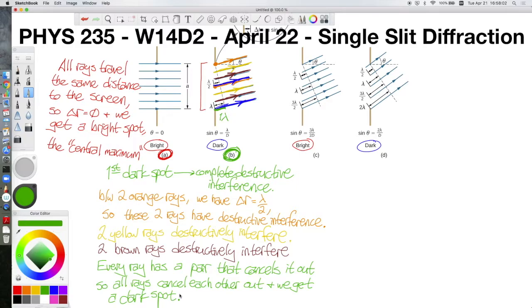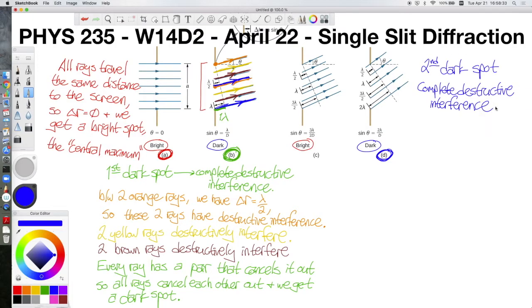So if we skip over here to part D, which I'm going to do in blue, we're going to have the same type of thing for this second dark spot. And the second dark spot will happen when the path length difference from the very top ray to the very bottom ray is 2 times the wavelength instead. So here we will still have paired destructive interference, but in a slightly different way.